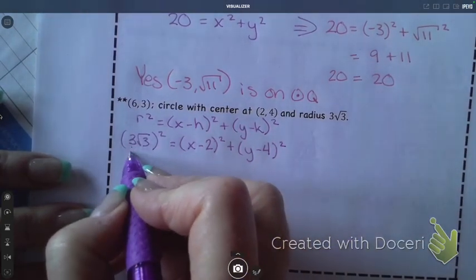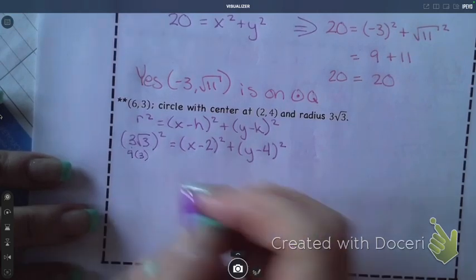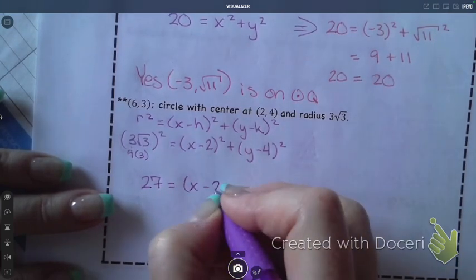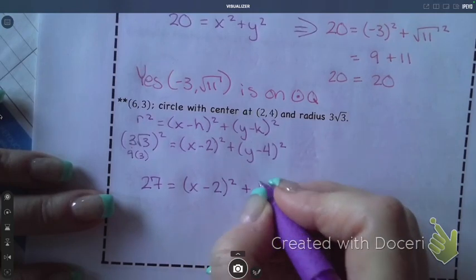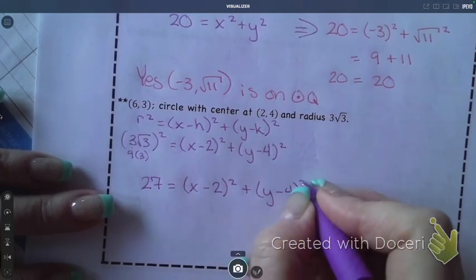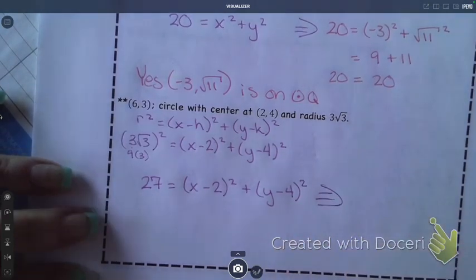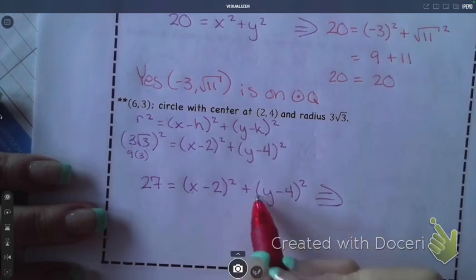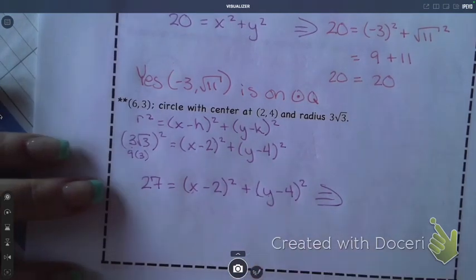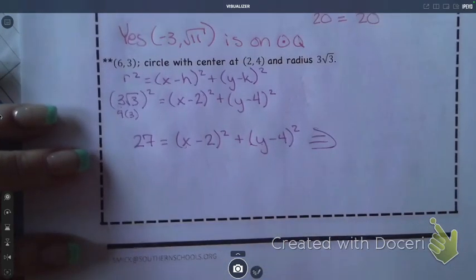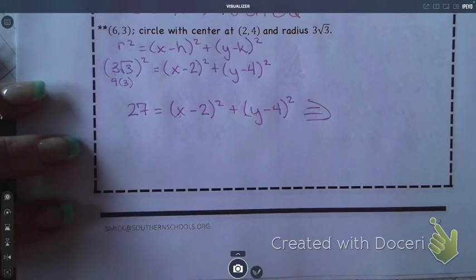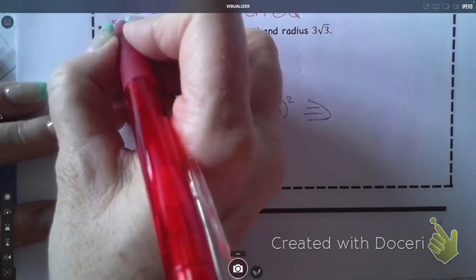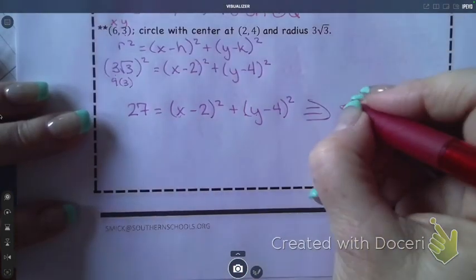Okay, so 3 squared is 9 times 3, 27. So my equation is 27 equals x minus 2 squared plus y minus 4 squared. This time it didn't simplify nice, did it? But am I still going to just plug in x and y? So 6 is my x and 3 is my y.